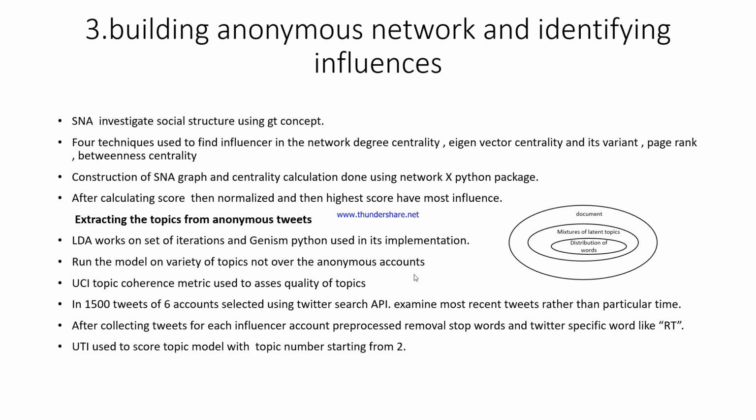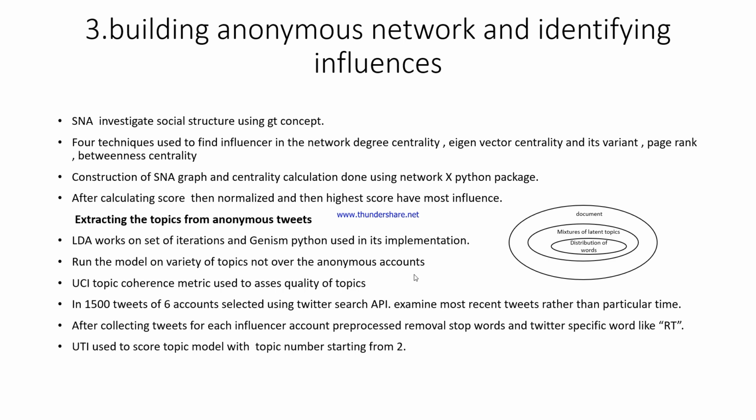We use SNA, social network analysis, for finding the most prominent members. Not only SNA, there are other techniques also used, like network degree centrality and eigenvector centrality, its variants, PageRank and betweenness centrality. But among them, SNA works very well. Construction of the SNA graph and centrality calculation is done using the NetworkX Python package. After calculating the score, we normalize it and then find the highest score, which determines which group has the highest influence in the network.